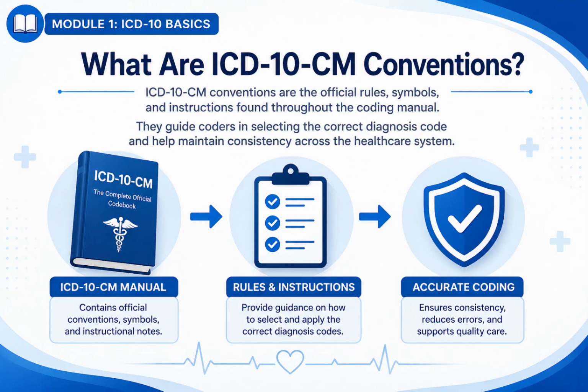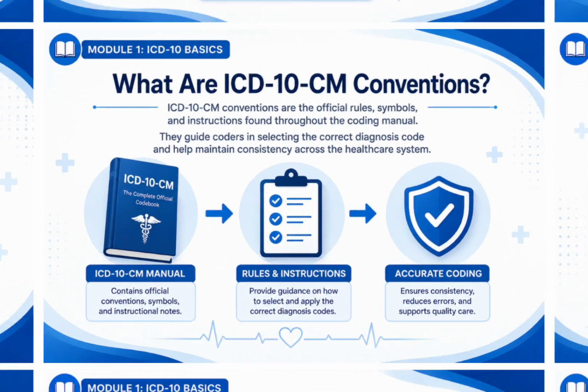ICD-10-CM conventions are the official rules, symbols, abbreviations, and instructional notes found throughout the coding manual. They're designed to help coders select and report diagnosis codes correctly. Rather than memorizing every diagnosis code, coders rely on these conventions to understand how codes should be applied in different situations, and to ensure coding remains accurate and consistent across the healthcare system.